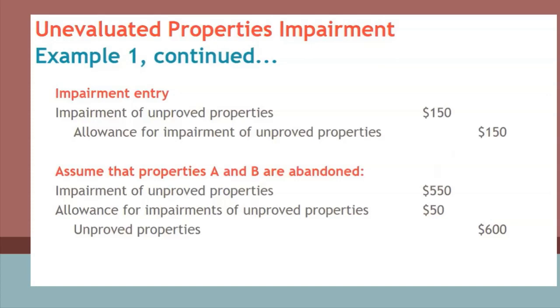That makes sense. Now we're going to assume A and B are abandoned. So I think A had an impairment, so that's the 50 that we're clearing here. And then the impairment of unproved properties that we're debiting right here is 550. That's going to end up being the 400 net cost basis for lease B plus the new value of 150 for A, which gets you to 550 when they're combined. And then you're crediting unproved properties for the full 600, which would be the original cost basis. And like I said, we'll have these slides, so you can always look back if we're going a little too fast.